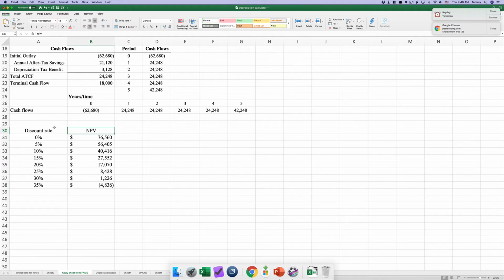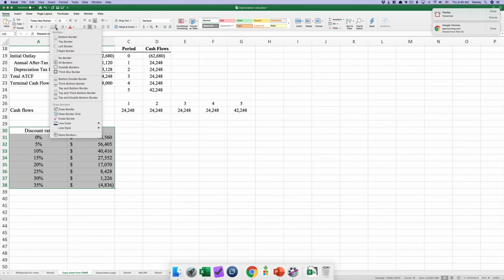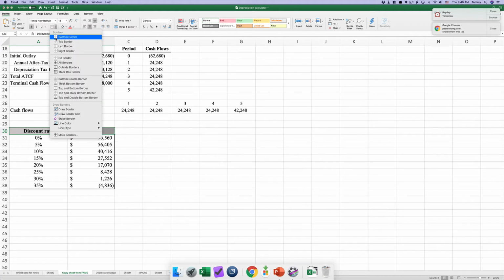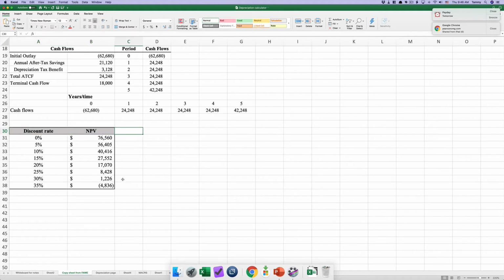All right, so here's our little net present value table, and I can kind of neaten that up, give it an outside border, give it a nice header, bold, put a little line under there. There we go. So that's a nice looking table. Okay, so now we've got our nice looking table here with the net present value and the discount rate.